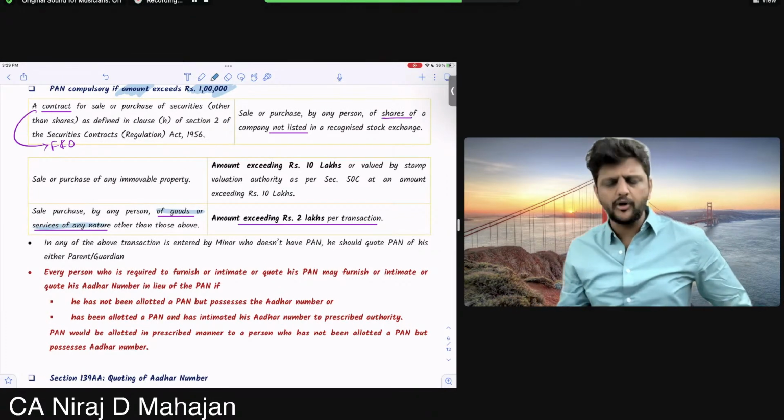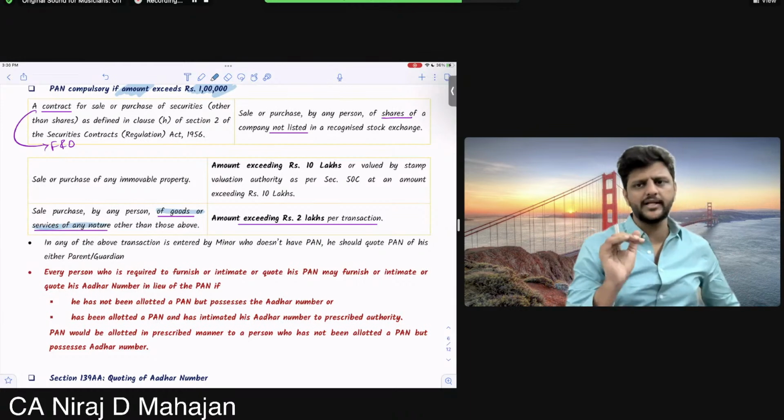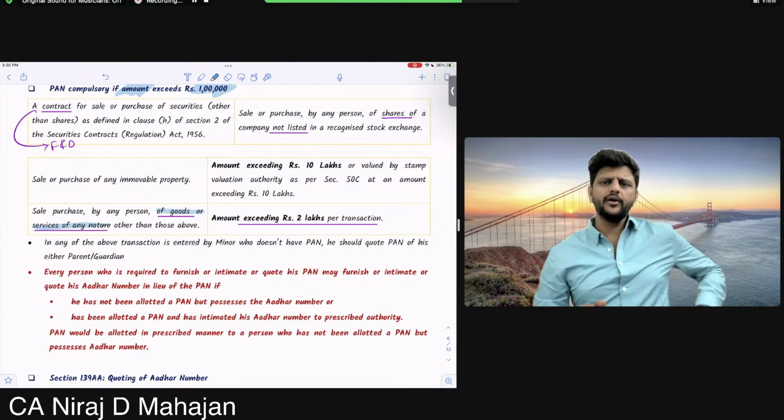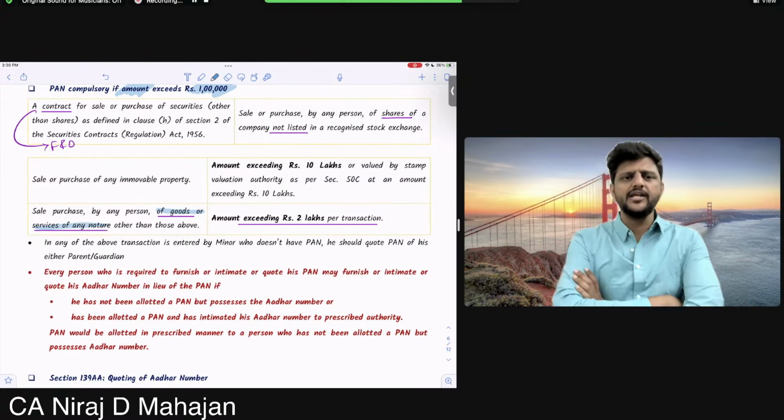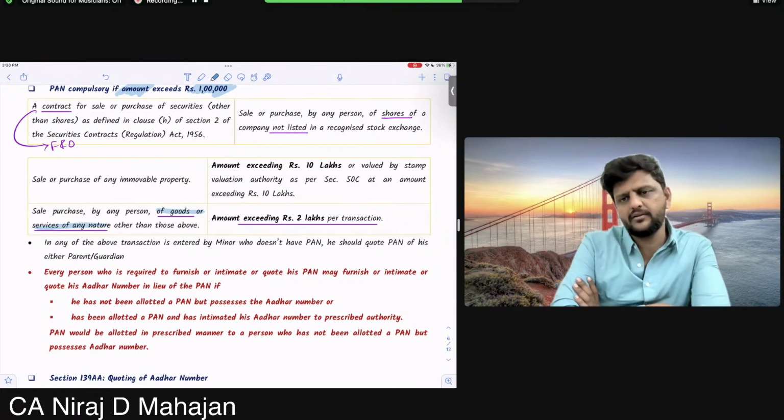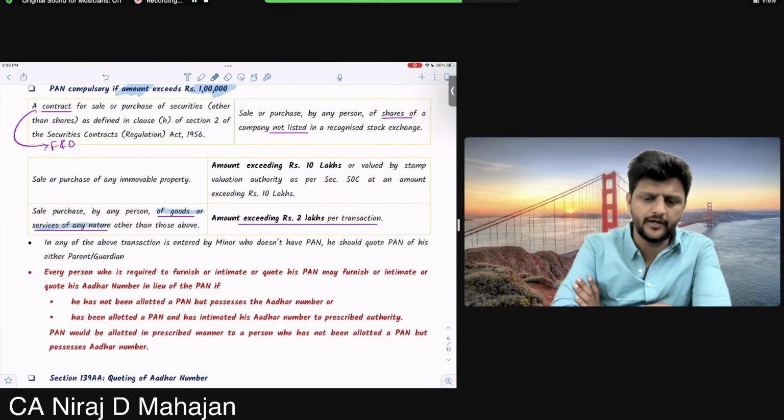Then people tell me, what about jewelry? You go to a shop and you buy jewelry. You can go and try this. Okay? But if you're buying jewelry of more than rupees 2 lakhs, they will ask for PAN. Because again, it is any kind of transaction of sale, purchase of goods or services of more than rupees 2 lakhs. है ना? Clear?